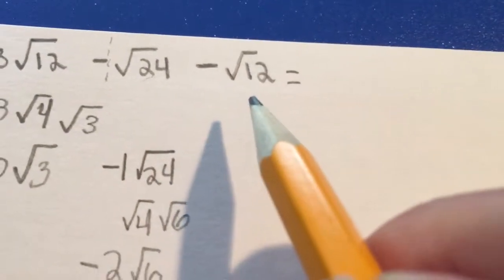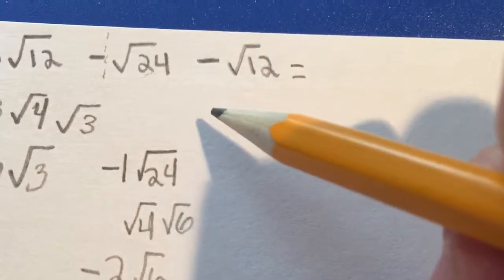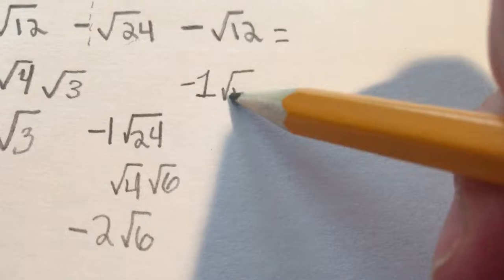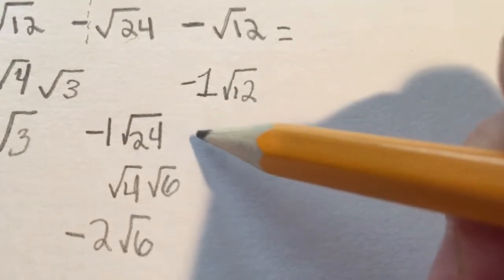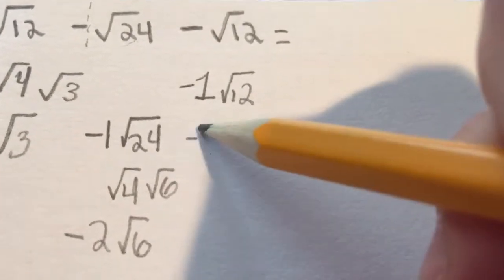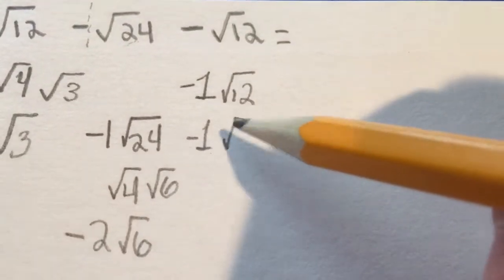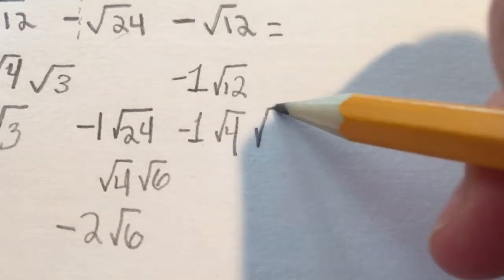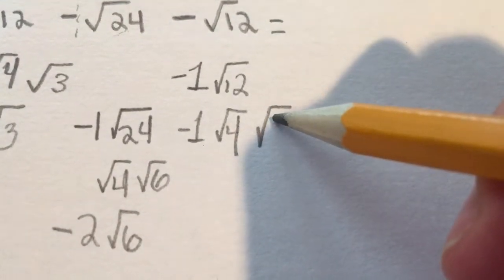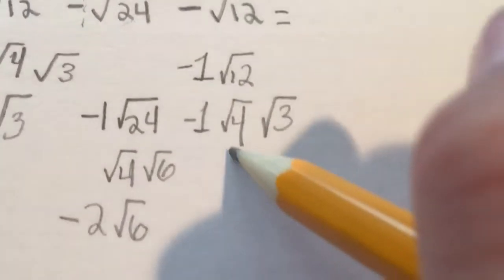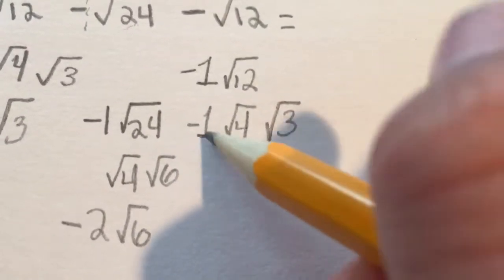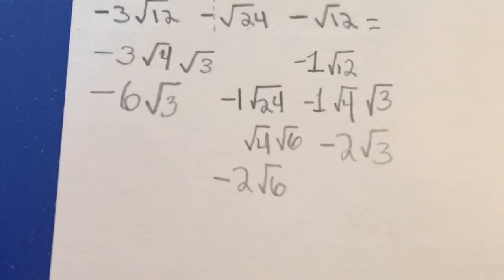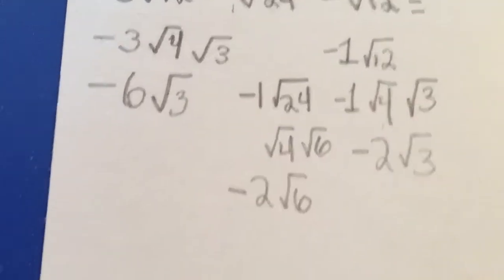And then we do the same procedure with negative rad 12. Again, we have a negative 1 rad 12 really. And then 4 is a perfect square of 12, and the rad that multiplies with 4 would be rad 3, and then the square root of 4 is 2. 2 times negative 1 is negative 2 rad 3. So now we have all these simplified terms here, right?